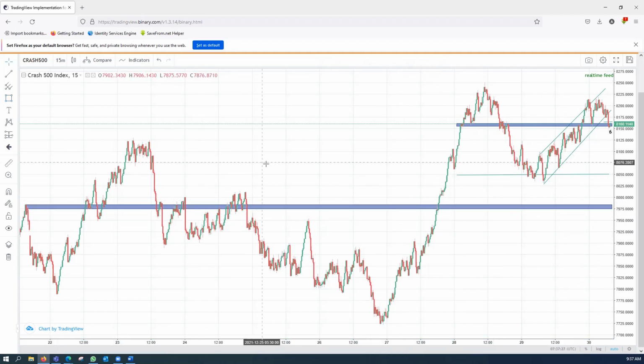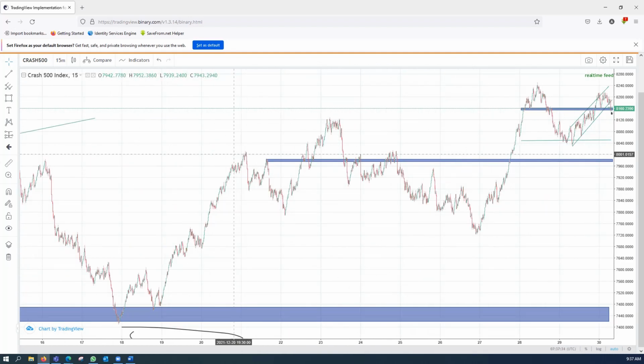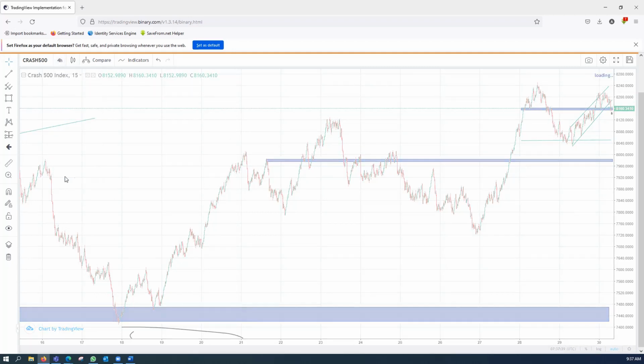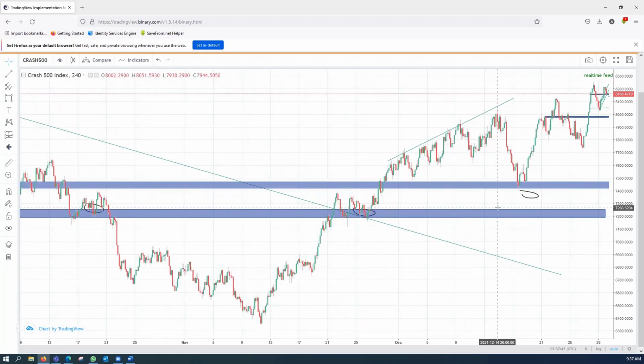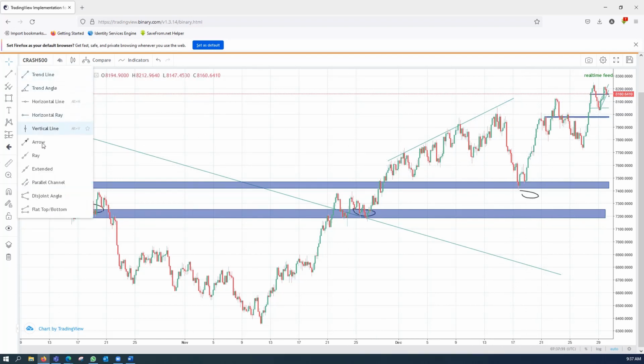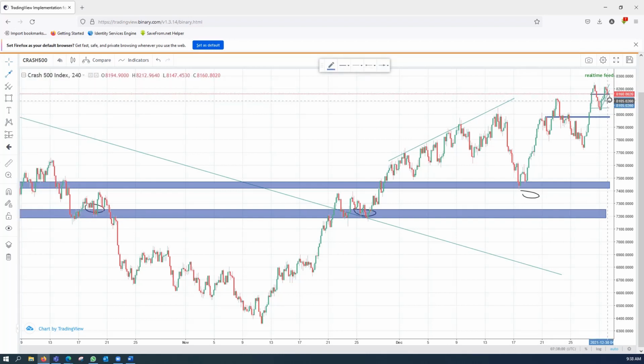But for those people who hold their positions for long, that will mean we need to go to higher time frames. So in this case, we'll go to the 4-hour time frame. Let's see where we can take our profits. From this M formation, we're expecting the price to come all the way down to this area.